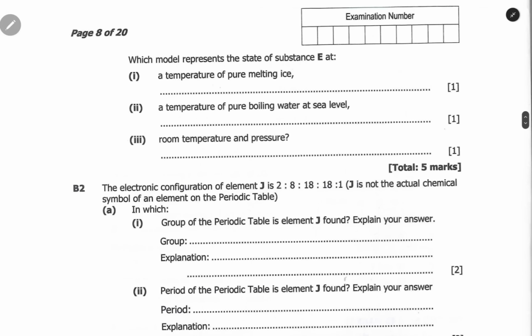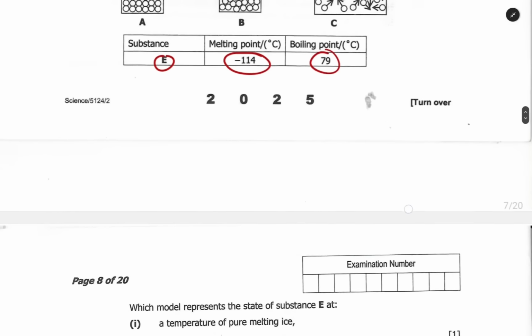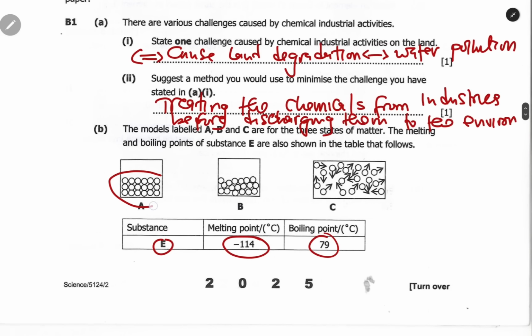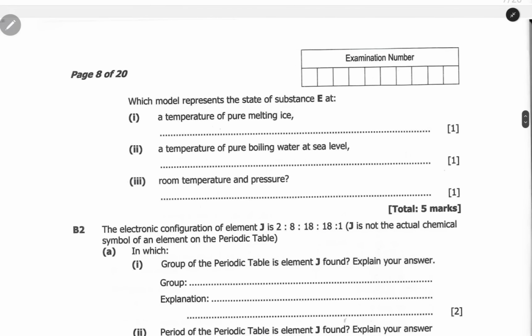What are the questions? Which model represents the state of substance E at the temperature of pure ice? At the temperature of pure ice, we are looking at this being in solid form. You can see here, they are regularly arranged. So this one is in solid form. So we can write model A.